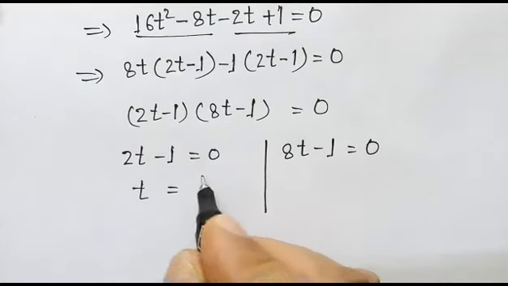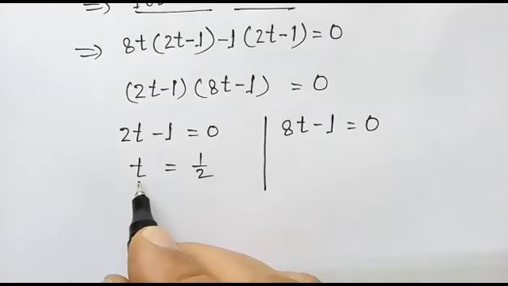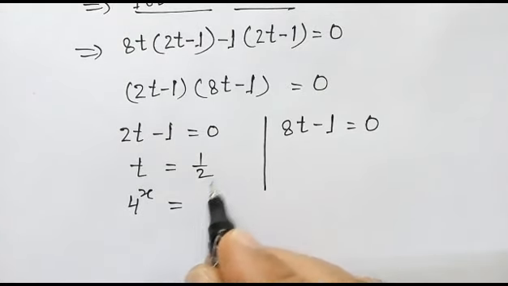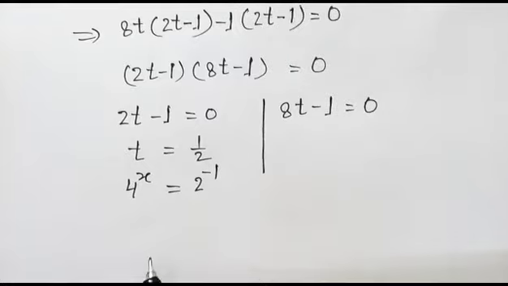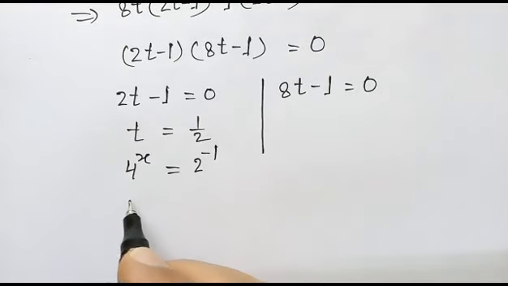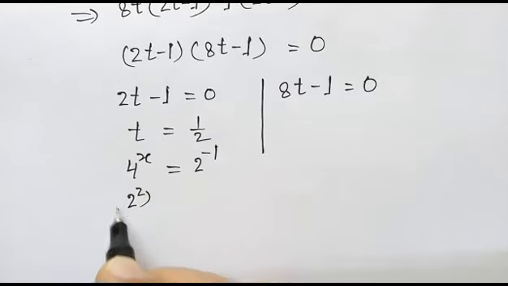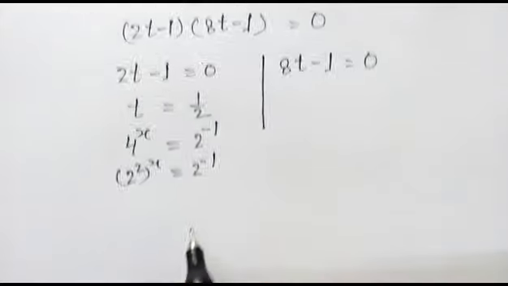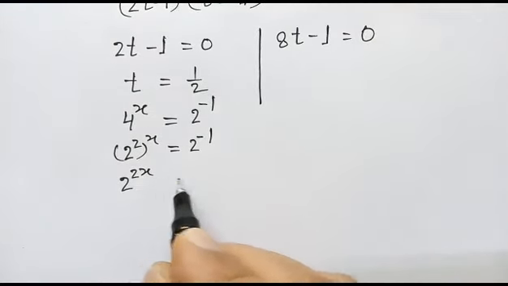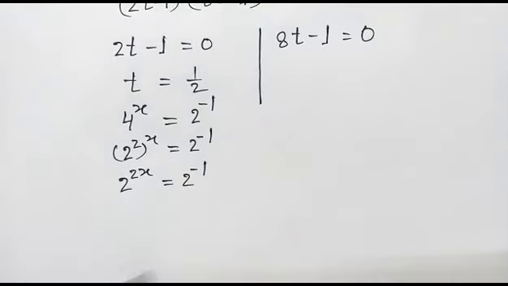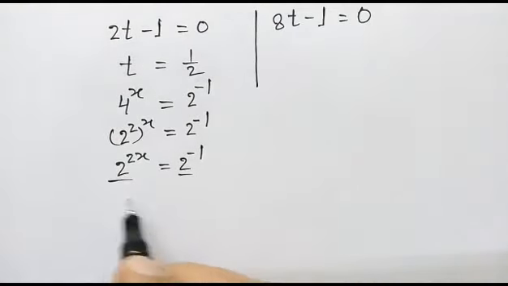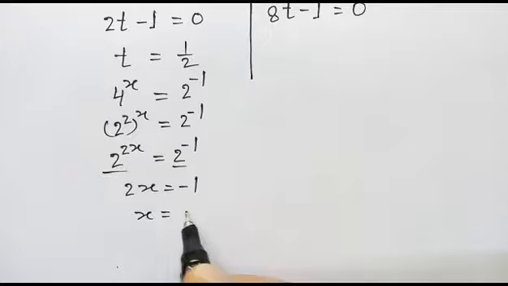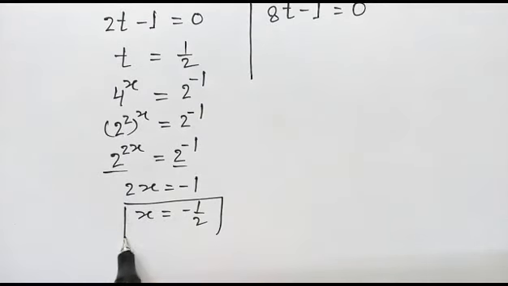So t will be equal to half, right? As we have assumed t is equal to 4^x, and this can be written as 2 to the power minus 1, right? Now 4^x can be changed as 2 squared to the power x is equal to 2 to the power minus 1, or we can write 2^(2x) is equal to 2 to the power minus 1, right? So same base, 2x will be equal to minus 1, or x is equal to minus half, right?